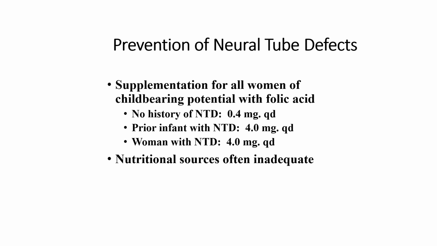And for the prevention of neural tube defects, I have already told you that folic acid supplementation should be given for the mother. If the mother has no history of neural tube defects, 0.4 milligram can be given. If the mother has a prior infant with a neural tube defect, 4 milligram should be given. And if the woman herself has a neural tube defect, in that case also 4 milligram should be given. And you should see whether they are getting adequate amount of folic acid from the food supplements.